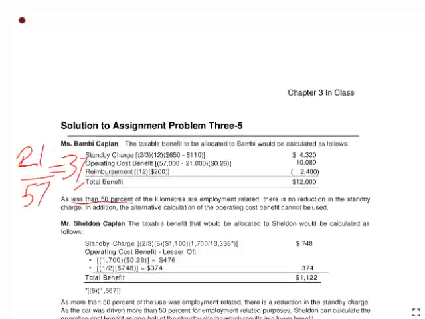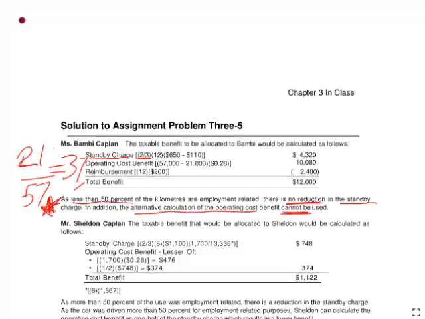So we know that we are less than 50. There's going to be no reduction in the standby, and that alternate calculation for operating cost cannot be used. We know that right off the bat. Because we are less than 50, we're just going to do the straight calculations. So for standby charge, when you have a lease, this is going to be our formula here. The 2/3 is just a fixed amount.